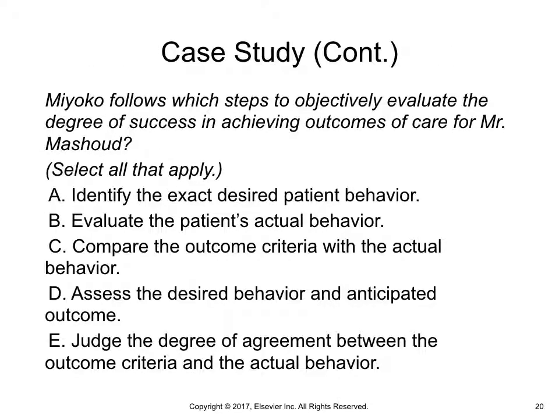Case study continued. Miyoko follows which steps to objectively evaluate the degree of success in achieving outcomes of care for Mr. Mashoud. Please select all that apply. A. Identify the exact desired patient's behavior. B. Evaluate the patient's actual behavior. C. Compare the outcome criteria with the actual behavior. D. Assess the desired behavior and anticipated outcome. Or E. Judge the degree of agreement between the outcome criteria and the actual behavior.